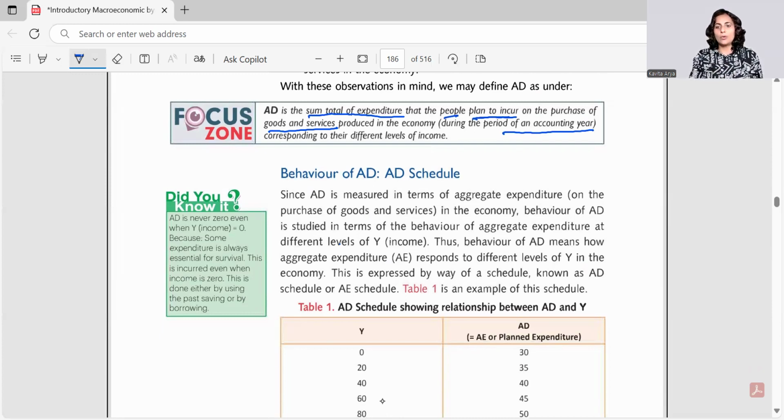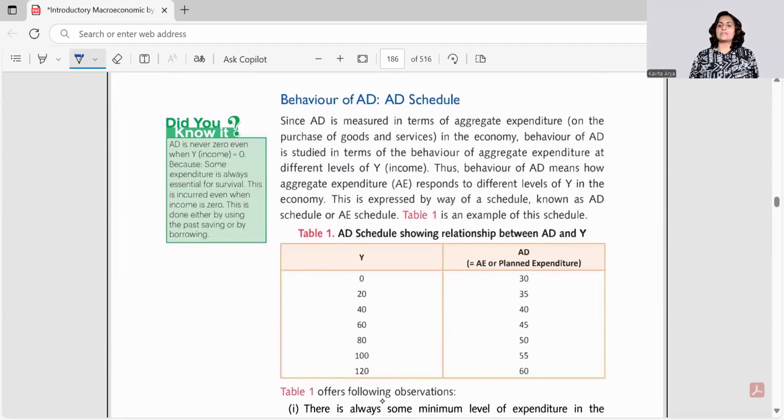So let's now go ahead with the details of AD. What is AD? How does it behave? Aggregate demand would always have a positive relation with Y. And what is Y in economics? It's income. You see, income is shown to be rising: 0, 20, 40, 60, 80, 100. So AD or planned expenditure is expected to rise. So you would see positive values, 30, 35, 40, 45, 50, 55. It's a rise.